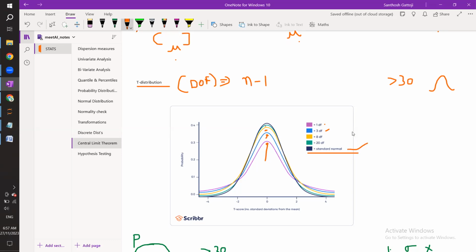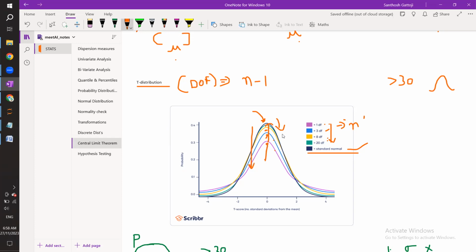So that's what I said. If you have enough number of samples, see 1, 3, 8, 20, as you can see, the graph is moving closer. The topmost one is a standard normal distribution. As you keep on increasing the degrees of freedom, indirectly we are increasing the number of samples. The n is increasing. That means if you collect more and more samples, the graph will move closer and closer to the normal distribution, or standard normal distribution. Getting? So if you decrease the number of samples, the graph will move away from the normal distribution.